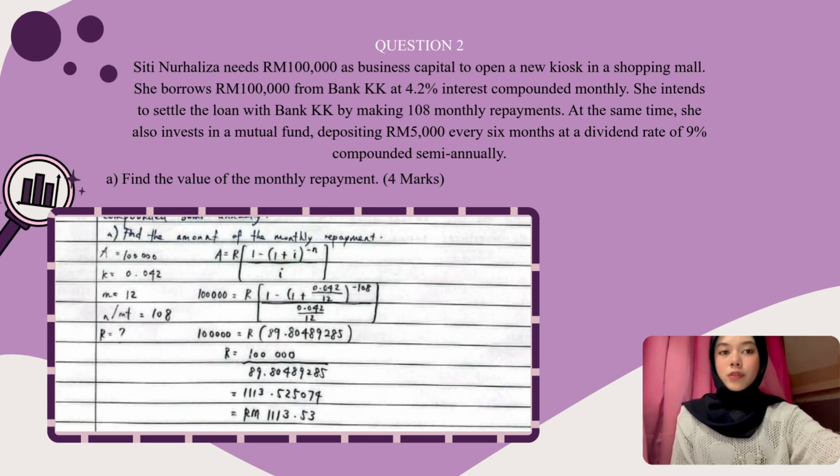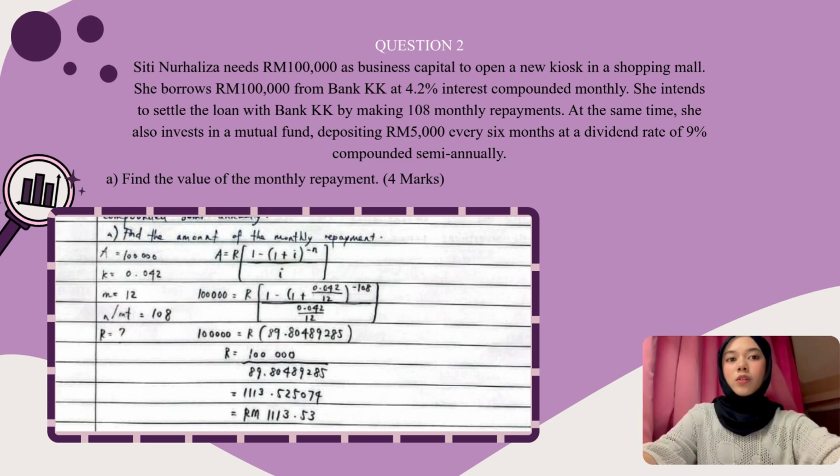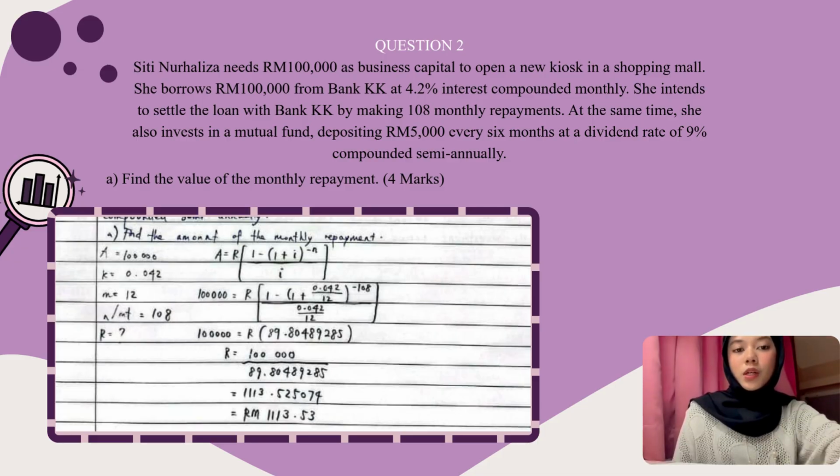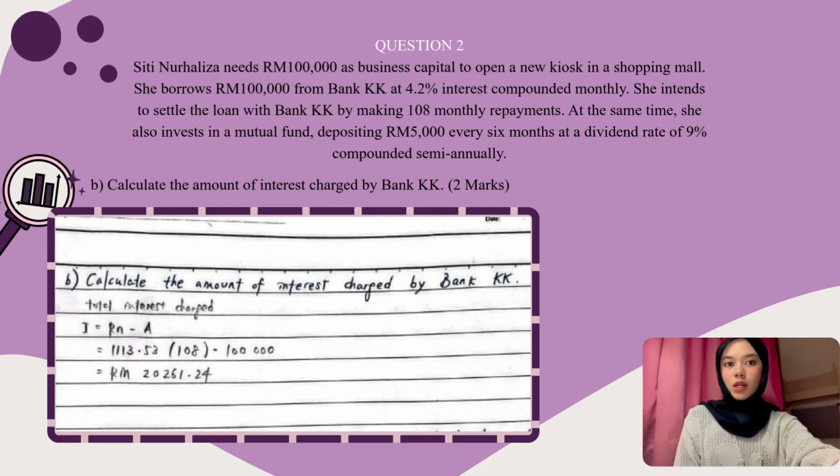With all the information given, we will substitute all of the information into the equation. After that, you can continue solving the one in the bracket first, making it become 100,000 equals R in the bracket 89.80489285. 100,000 will then be divided by 89.80489285. The answer will become 1,113.525074, so the final answer is 1,113.53 ringgit Malaysian.